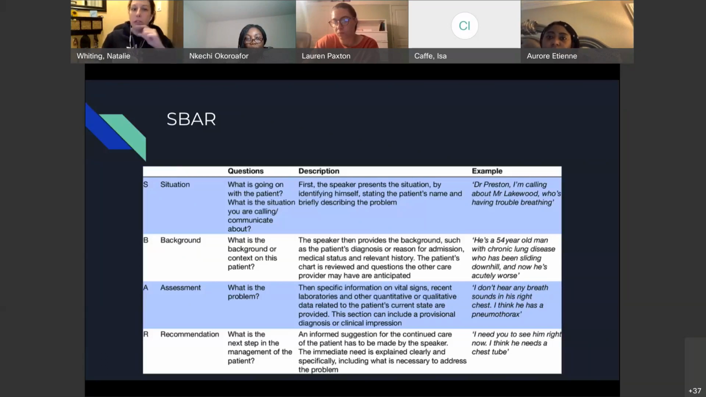It's important to know what each component includes, so that if you're given a question asking what something falls under, like the description, you can answer. If it gives you the description of background, you should be able to say that's the background. If it gives you the description of assessment, you should be able to say that's assessment. Make sense? So know SBAR.